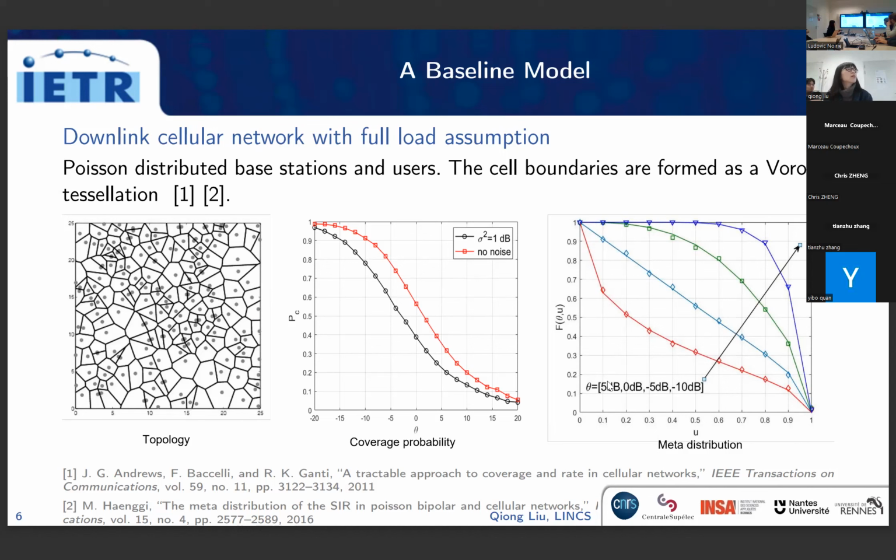When theta, the SINR threshold, is lower, you can see that the meta distribution F(theta, u) will converge to one when u goes to one, and it will go to zero when u goes to zero. It's the CCDF of the conditional coverage probability.